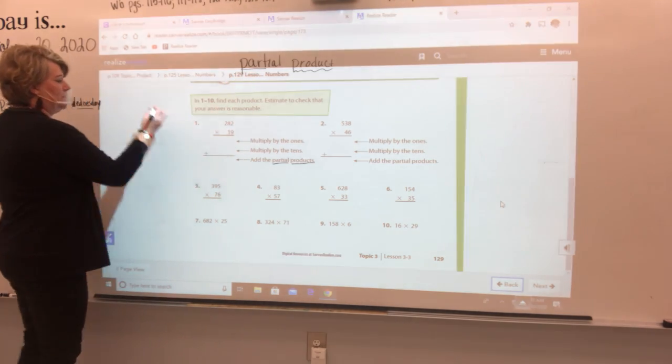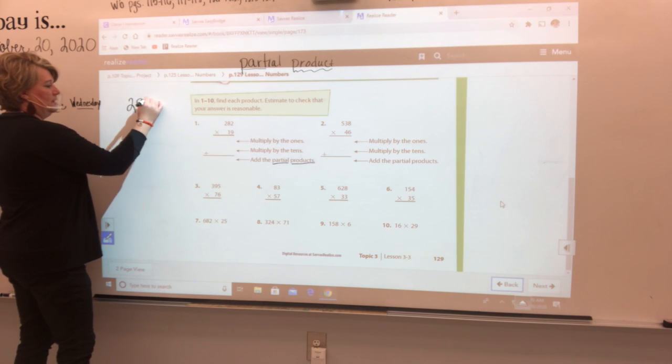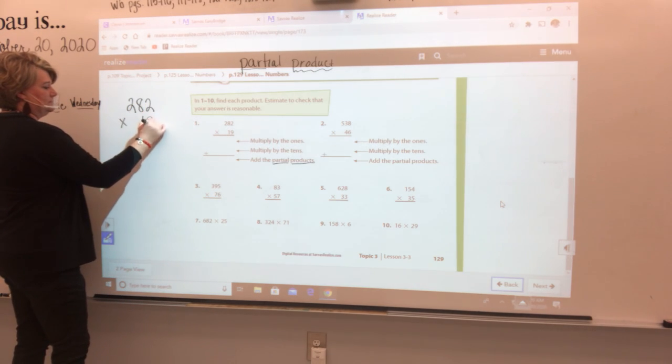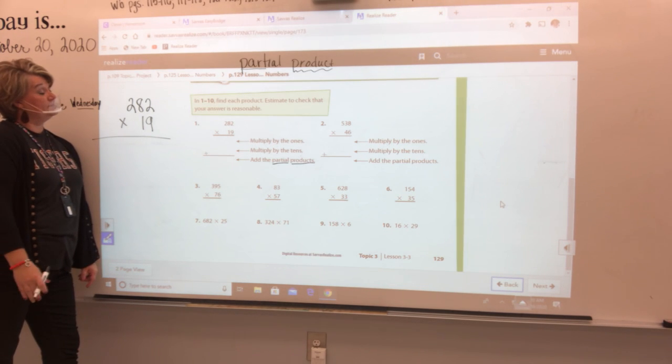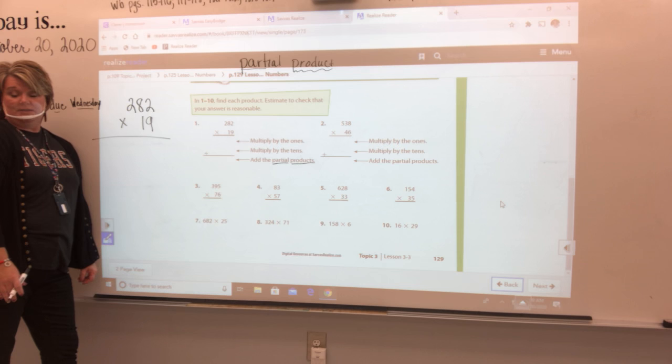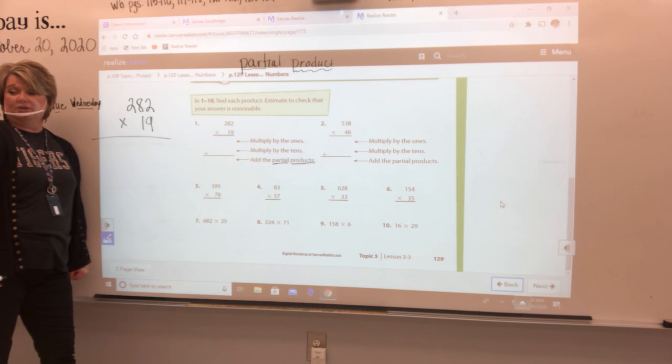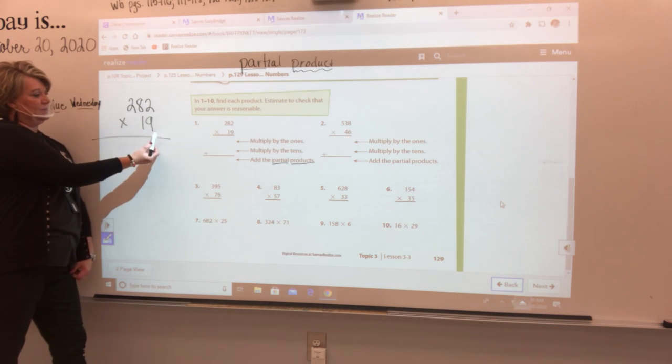So on your scrap paper, write 282 times 19. And remember, you don't have to do this, but I suggested yesterday how you could turn your paper if you want to. Okay, that's only if you want to. Okay, here we go. I need everybody's help.